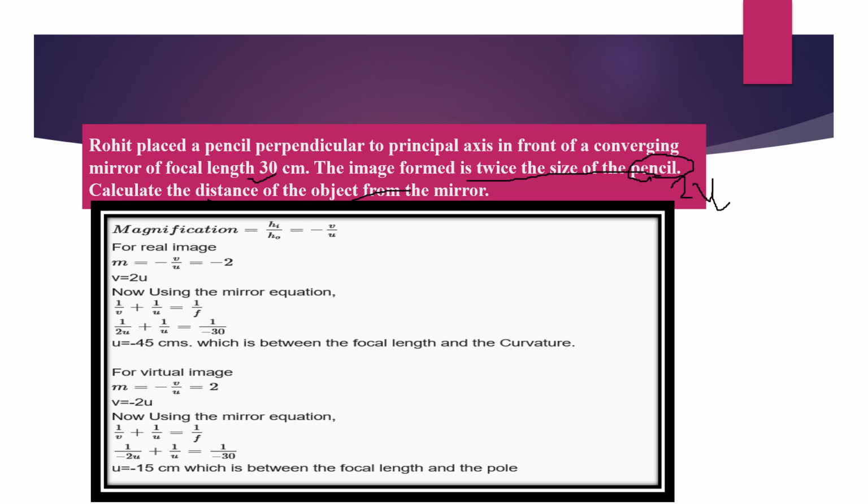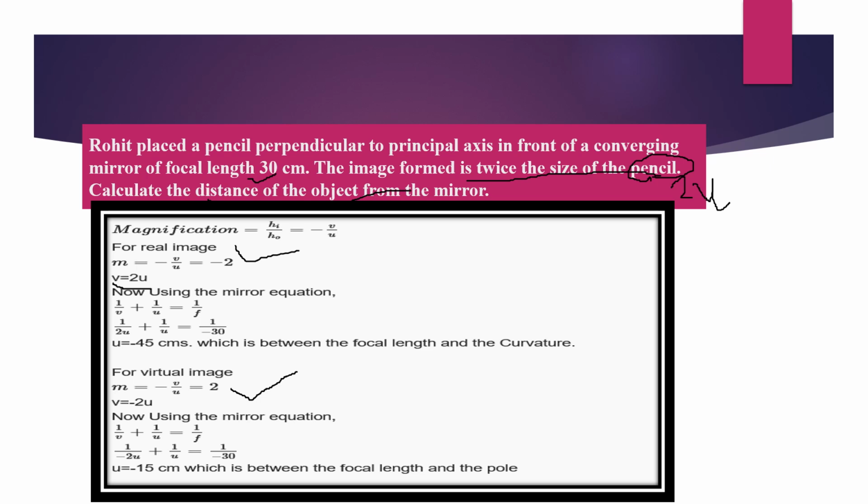Now, what is your magnification? Magnification is equal to hi by h naught, which is equal to minus v by u. We have learned that for a real image, the magnification is always negative, and for a virtual image, the magnification is always positive. So m is equal to minus v by u, that is equal to minus 2. So v is equal to 2u, as the negative signs cancel. I'll just cross multiply. Now, using the mirror equation, 1 by v plus 1 by u is equal to 1 by f.